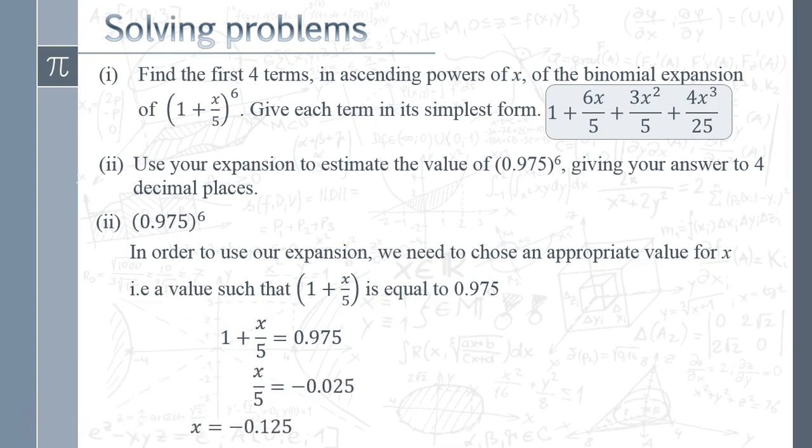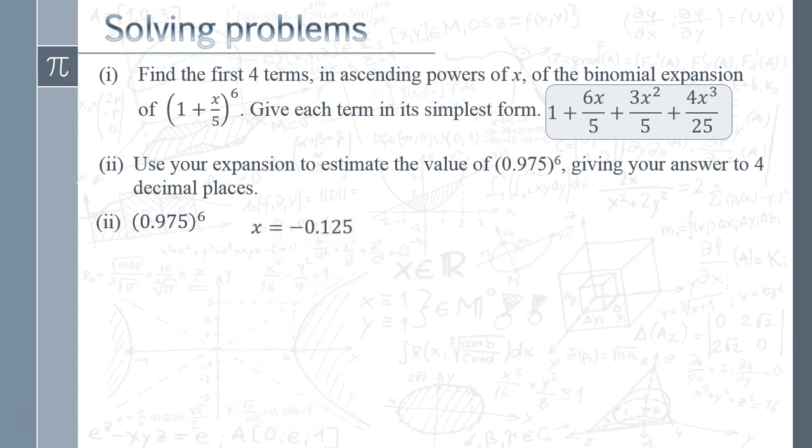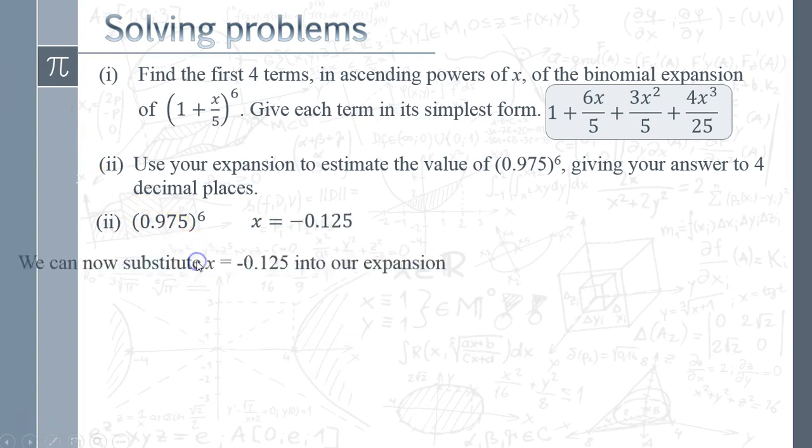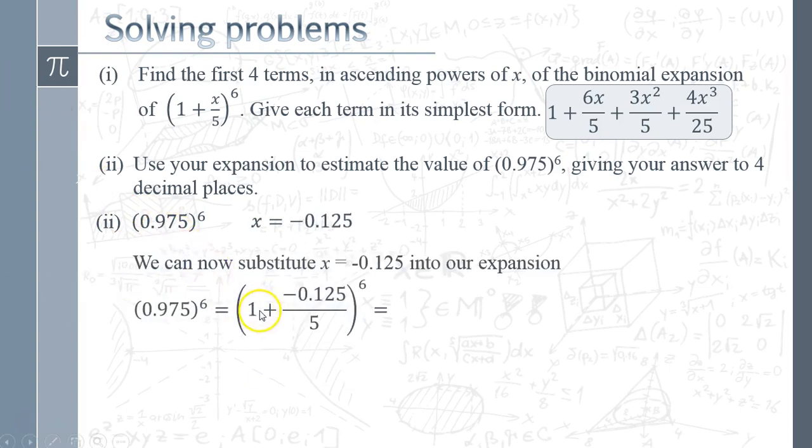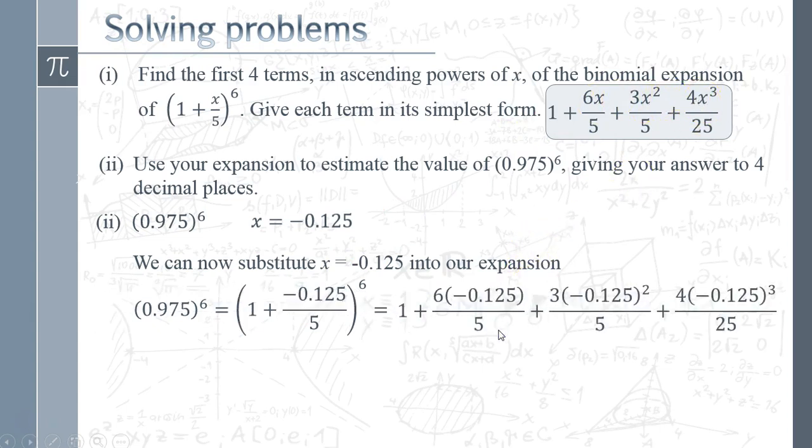Move the 1 over, multiply by the 5. There we go. I know the value of x I'm going to need is minus 0.125. So what we're going to do is say, well, 0.975 to the power 6 is going to be the same as this thing here, where I've put in my value of x. And all I've got to do now is say, well, this expansion here is going to be the one I've got in blue up here, but just with minus 0.125 replacing the x each time. So whack that in, and now it's just a case of working out the value on our calculator.